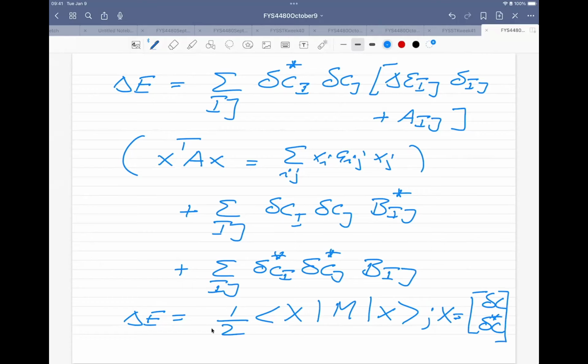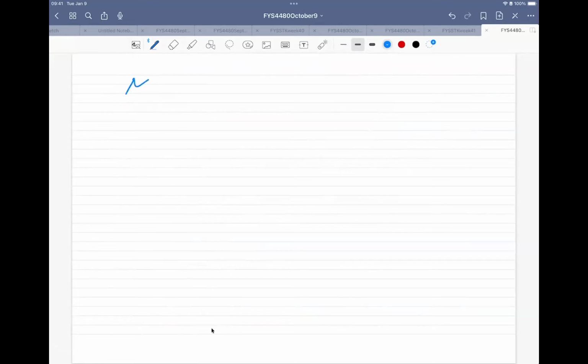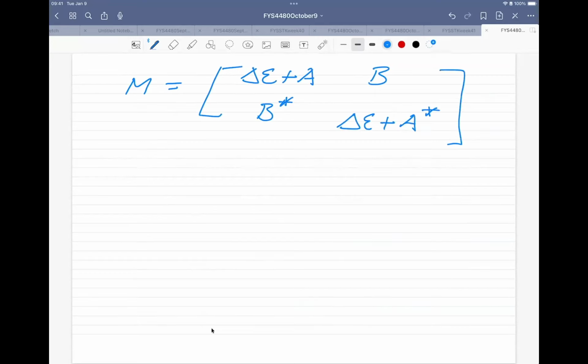The matrix M then is going to look as follows. You will see that when I perform the vector-matrix multiplication with a new vector, you get back the equations which I showed you earlier. The matrix is given by delta epsilon plus this matrix A. I have this matrix B, and then I have delta epsilon plus A here. Now A here is essentially the same as A complex conjugate.